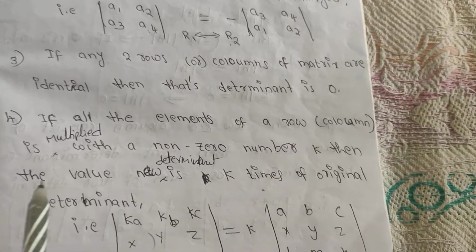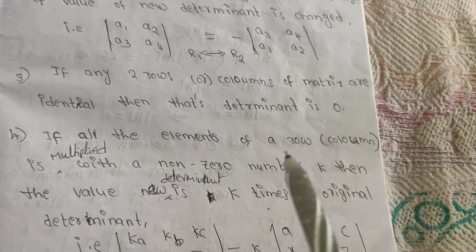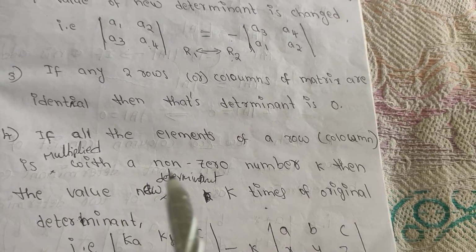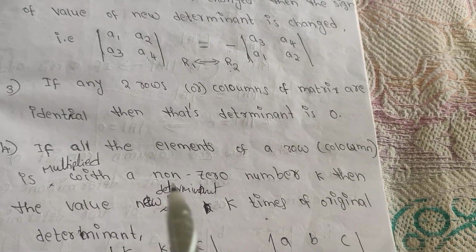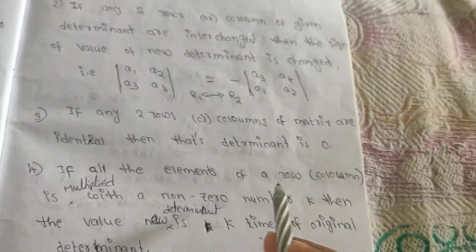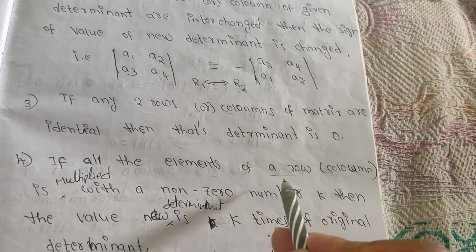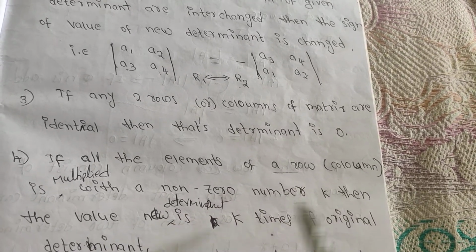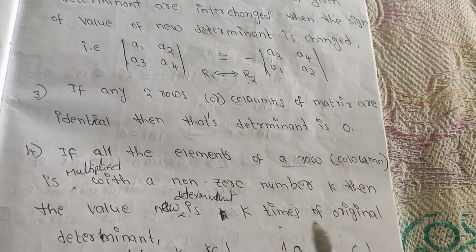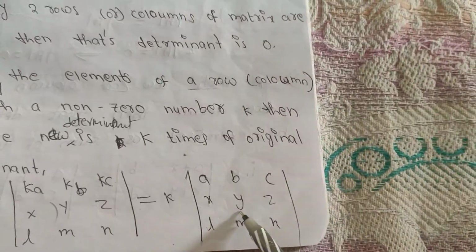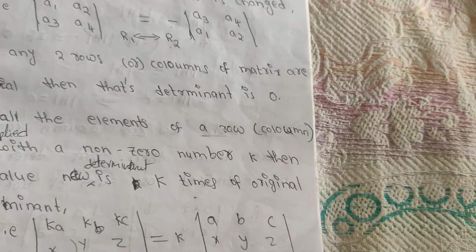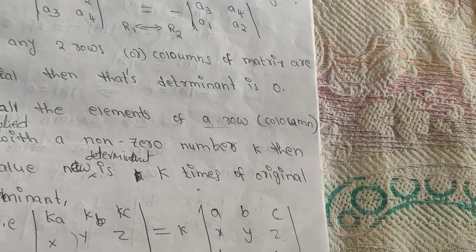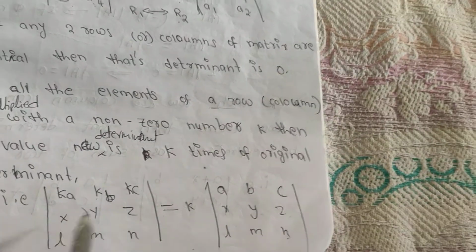Next one, if all the elements of a row or column are multiplied with a non-zero number k, that means any one row or column multiplied by a non-zero number k, then the value of the new determinant is k times the original determinant. For suppose the original determinant is a b c, x y z, l m n. If you multiply k to the first row, how will it be? ka, kb, kc, x y z, l m n.